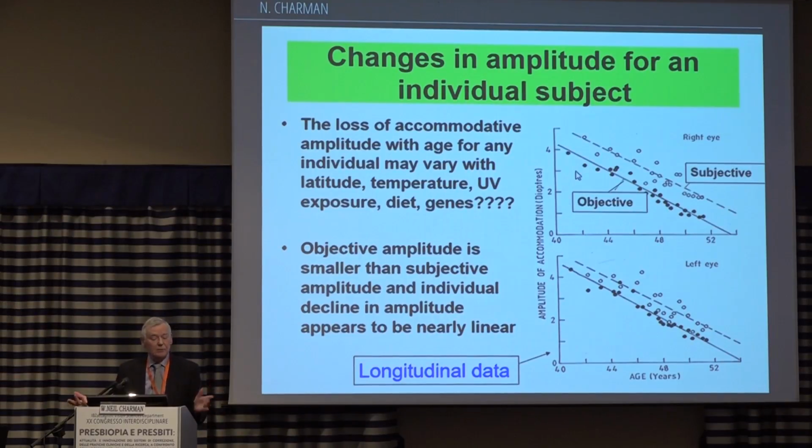And I think, of course, it's important also to remind ourselves that this whole process starts in adolescence, really. Even the youngest of the audience here is losing accommodation as we speak. You're losing something like half a diopter a year, that sort of thing. So what we talk of as the clinical problem of presbyopia is the later stages of a process which has been going on for a long time.